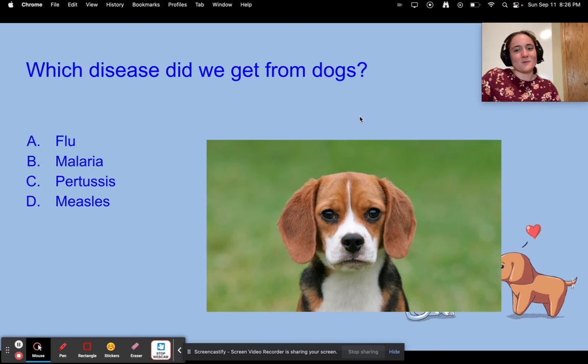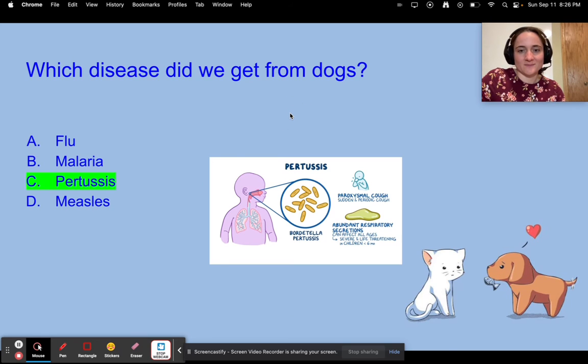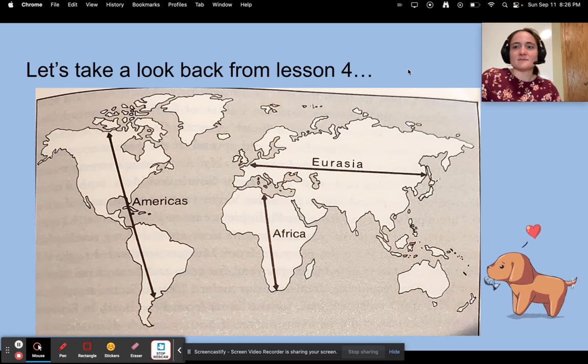All right, what diseases do we get from dogs? Flu, malaria, pertussis, or measles? There's only one answer for this one. It is pertussis, aka whooping cough. So kind. Okay. Oh, we're not done with germs yet.